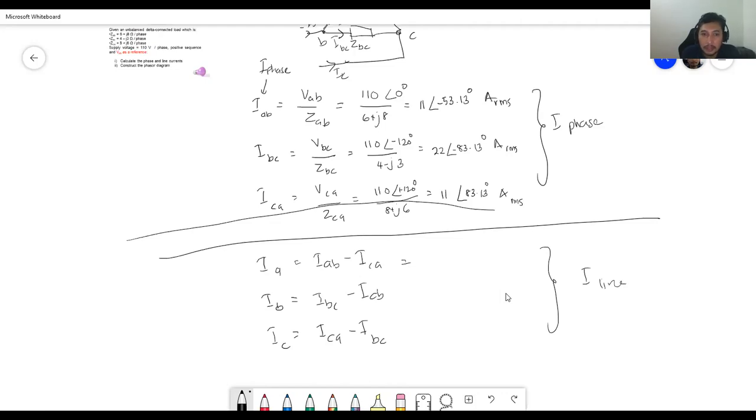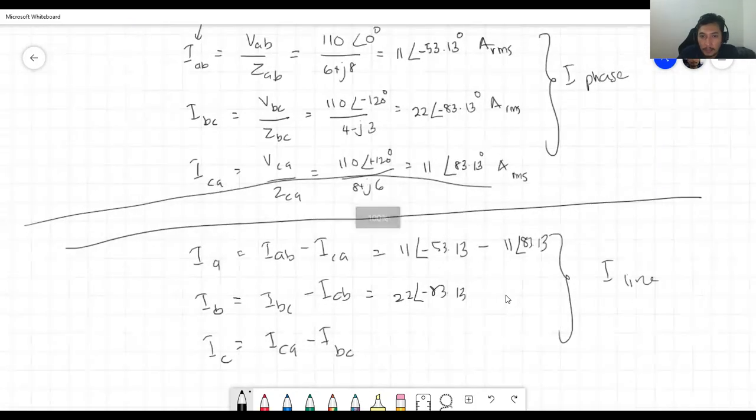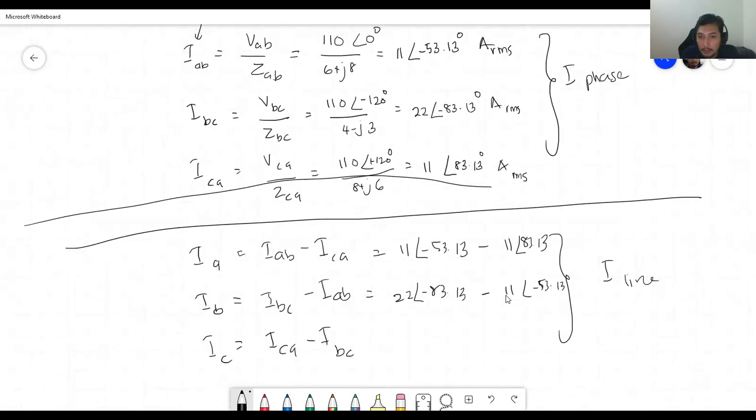Okay, so you substitute the value here. For IA, IAB you have already obtained, 11 at negative 53.13, minus the ICA, which is 11 at 83.13. And for IB, it is IBC, 22 at negative 83.13, minus IAB, which is 11 at negative 53.13. And IC is ICA, 11 at 83.13 degrees, minus IBC, 22 at angle negative 83.13. Okay, so that's all for example 1. So I hope you can continue on solving this.